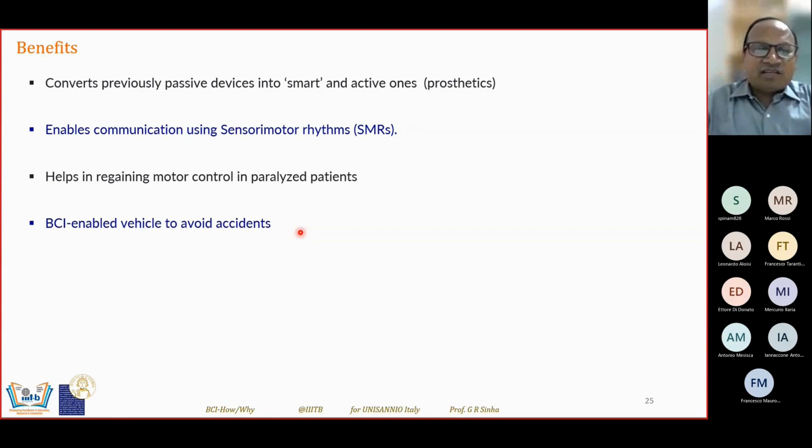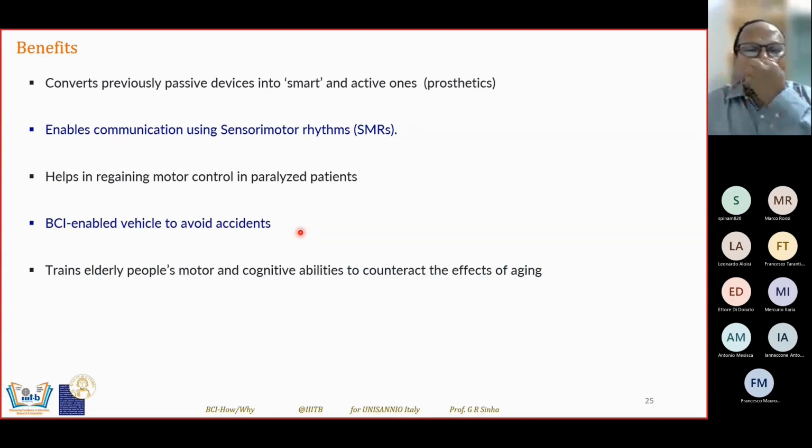BCI enabled vehicles to avoid accidents. And then BCI also trains people's motor and cognitive abilities to counteract the effects of aging. Because of aging, many people lose a lot of abilities related to cognition and motor movement. There, these assistive devices are the areas where work is going on.